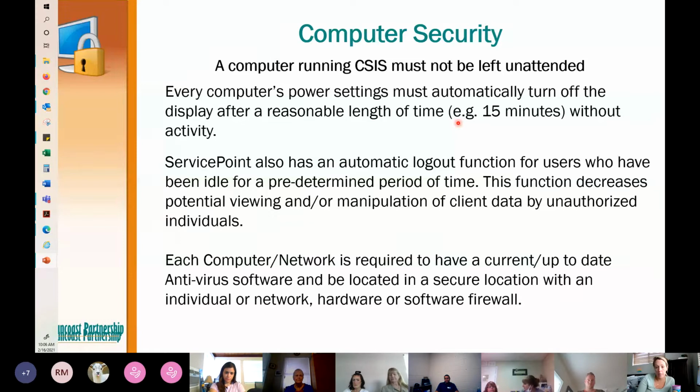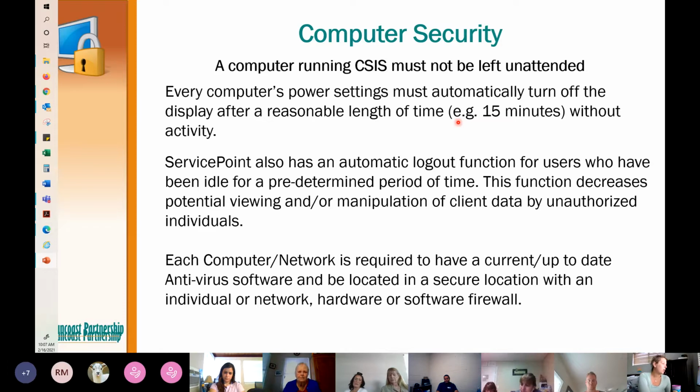Service Point also has an automatic logout function. It's around 10 to 15 minutes where if you are not using Service Point, it will kick you out. So keep that in mind as you're working with your clients. Sometimes conversations can go awry and we're trying to pull it back in, but the client's just going on and on and on. We want to do our best to either pull the conversation back in or scroll to the bottom and hit save on our assessment so we don't lose any of the information that we were working on. This function decreases potential viewing and or manipulation of client data by unauthorized individuals.